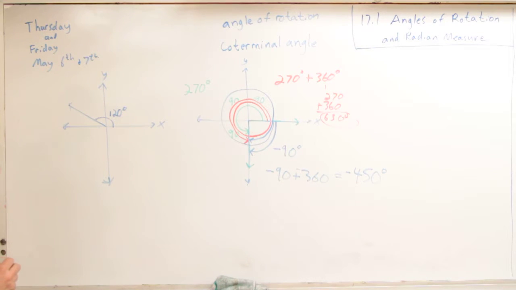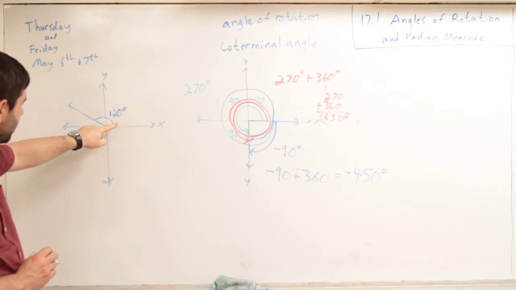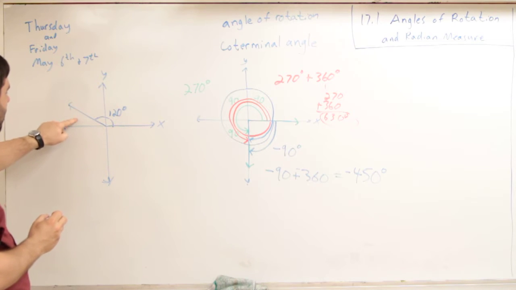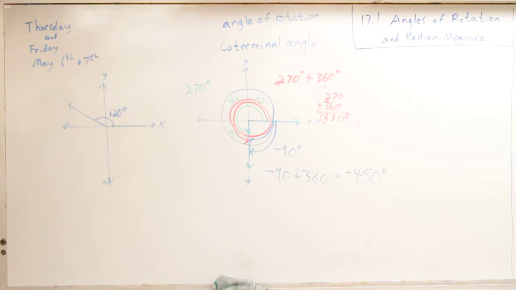And then I also want you to find a coterminal angle with this. That means it starts here on the x-axis, ends at this line. And I want it to have a negative angle. So go ahead and pause the video, try that out, and see if you can get it.